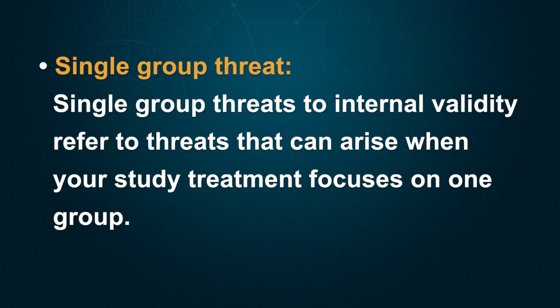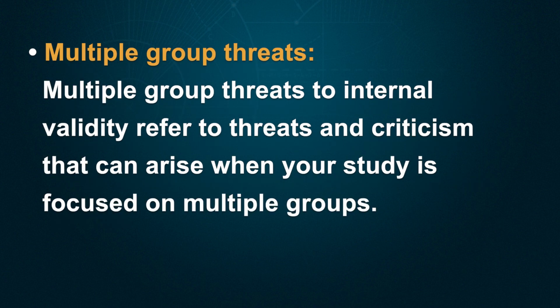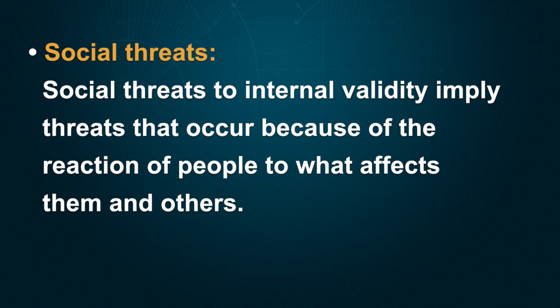Single group threat. Single group threats to internal validity refer to threats that can arise when your study treatment focuses on one group. Multiple group threats. Multiple group threats to internal validity refer to threats and criticism that can arise when your study is focused on multiple groups. Social threats. Social threats to internal validity imply threats that occur because of the reaction of people to what affects them and others. It is important to identify the threats to internal validity in research, as this will help the researchers to develop a control measure for the study.